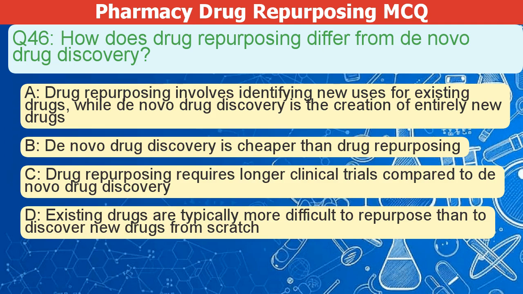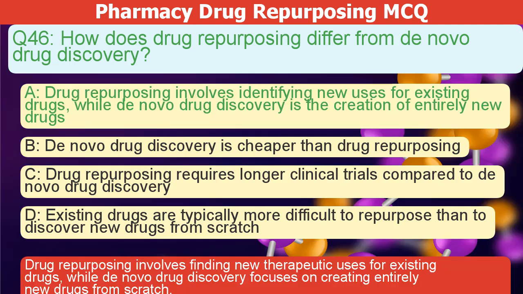B. De novo drug discovery is cheaper than drug repurposing. C. Drug repurposing needs longer clinical trials than de novo drug discovery. D. Repurposing existing drugs is usually harder than discovering new ones. The correct answer is A. Drug repurposing involves finding new therapeutic uses for existing drugs. De novo drug discovery focuses on creating entirely new drugs from scratch.